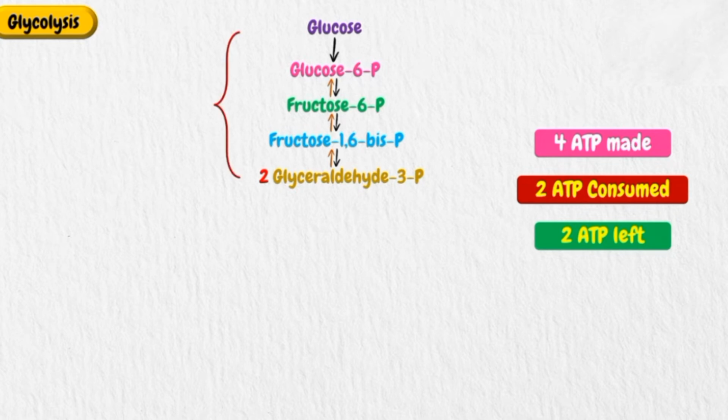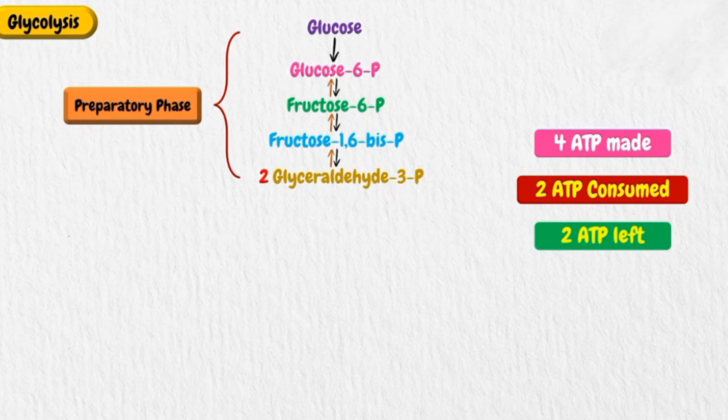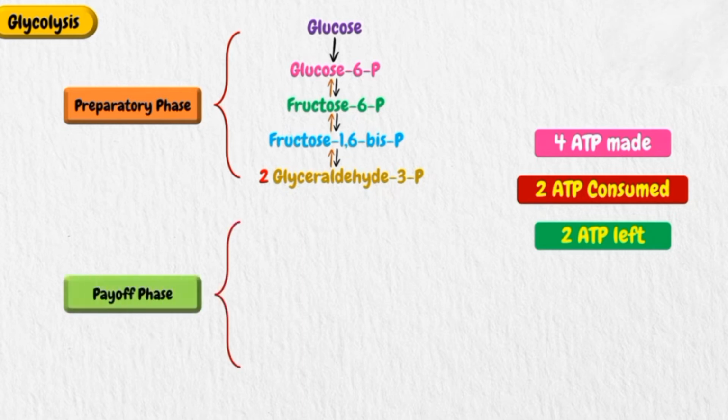Fructose 1,6-bisphosphate is then cleaved into 2 phosphorylated 3-carbon compounds, glyceraldehyde 3-phosphate and dihydroxyacetone phosphate. Finally, the isomerization of DHAP to a second molecule of glyceraldehyde 3-phosphate occurs. In the preparatory phase, therefore, a glucose is split into 2 molecules of glyceraldehyde 3-phosphate, and 2 ATP are consumed.